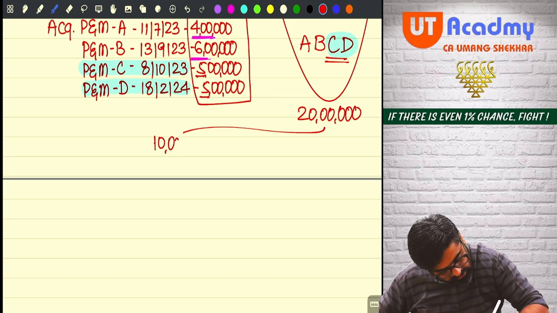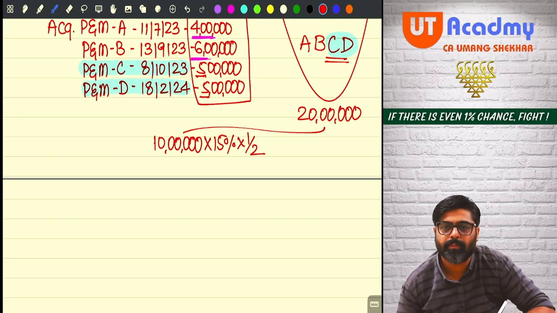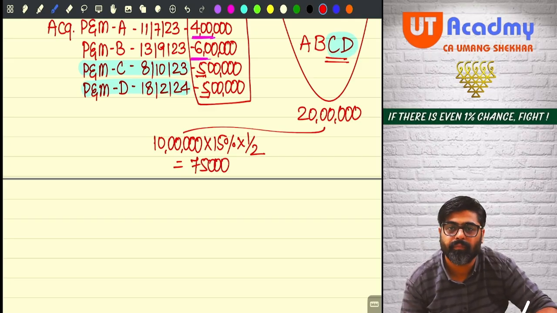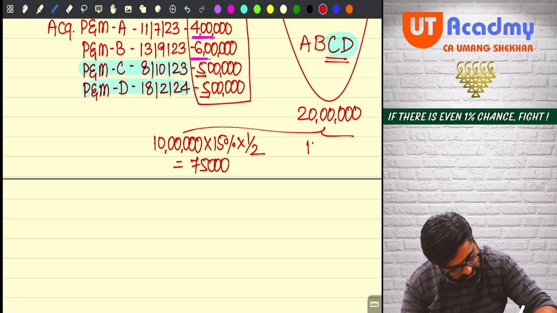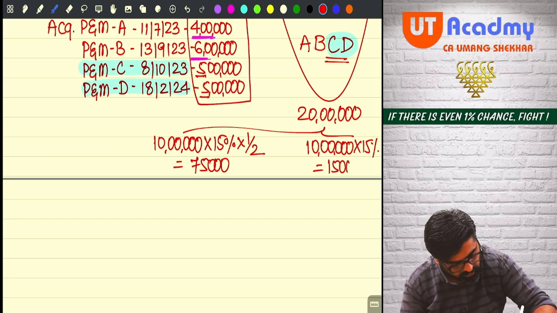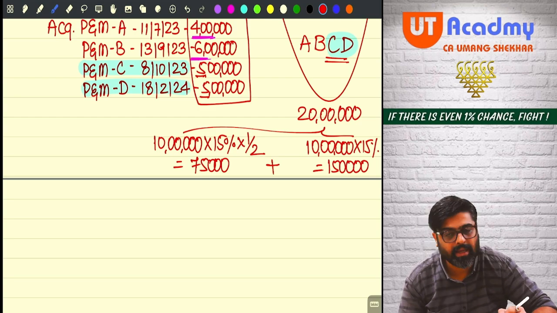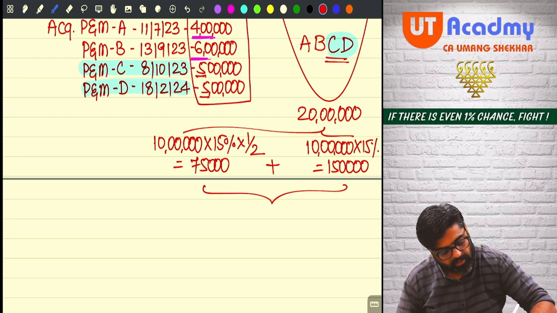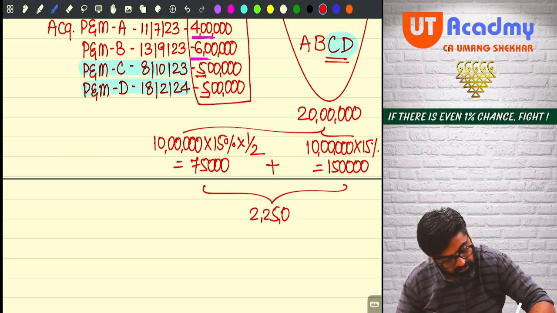So on that 10 lakhs, I will apply the full rate or half rate? Half of the applicable rate, 7.5%. So the depreciation will be 75,000. Did you all get this? And now on the balance 10 lakh, whatever remains, I will apply the full rate, 15%. And that amounts to 1,50,000. Did you get the depreciation on the entire value? Calculate the total. 2,25,000.